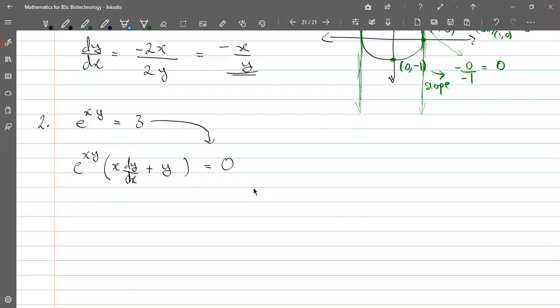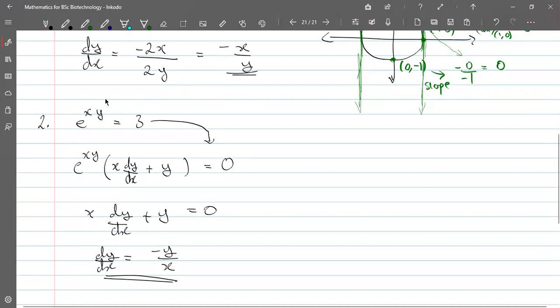Okay, now this is a product equated to 0. So you have two possibilities, either e to the xy is 0 or this is 0. And your aim is to find dy by dx. So you should take this is equal to 0. So you get x dy by dx plus y equal to 0. So that dy by dx is equal to minus y upon x.